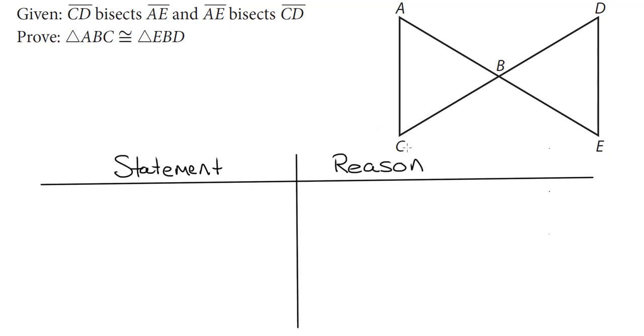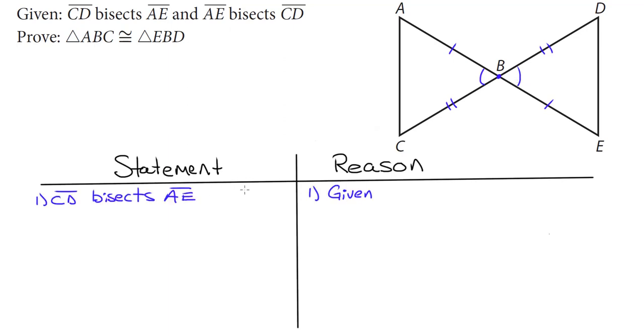So if CD bisects AE and if AE bisects CD, that means this point here, B, is a midpoint for AE and it's also a midpoint for CD. So what does that tell us? Well, that tells us that AB is equal to EB. And that also tells us that CB is equal to DB. So we have our side and our side. What we need is the included angle, which would be angle ABC and angle DBE. And how do we know that they're congruent? Well, they're congruent because they are vertical.